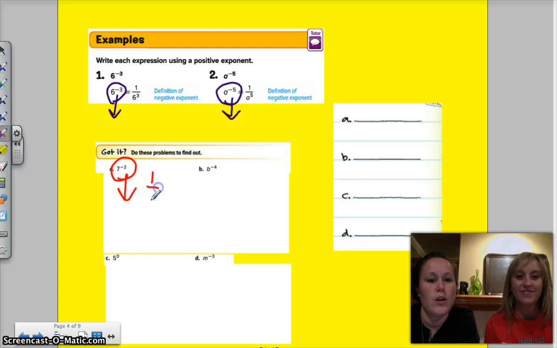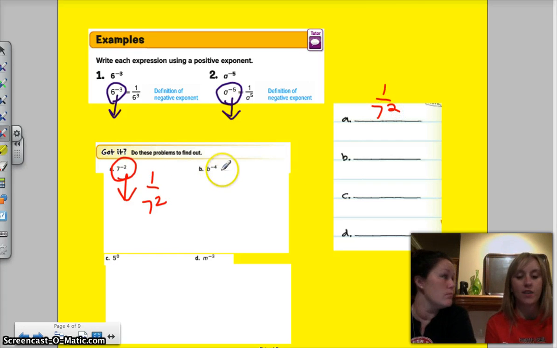All right, so that's going to go down. We're going to have 1 over 7 squared. Got it. You can leave it like this. You don't have to put 1 over 49. Right. So we're going to have 1 over 7 squared. In fact, I would prefer it this way. Yeah, that's how I would want it.